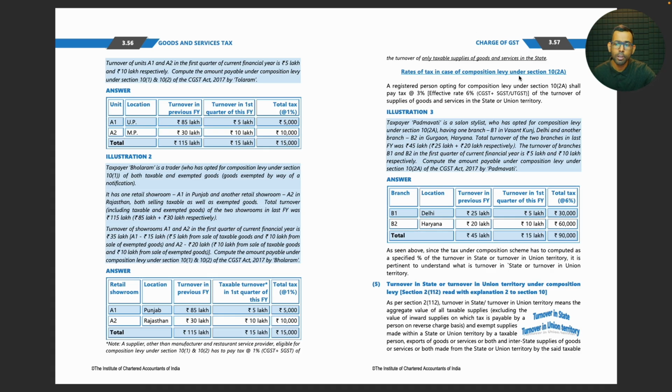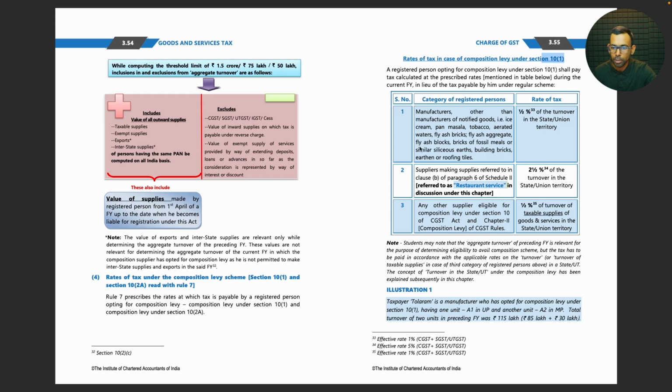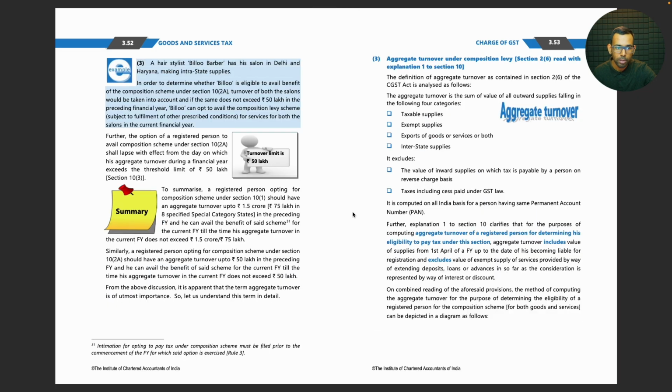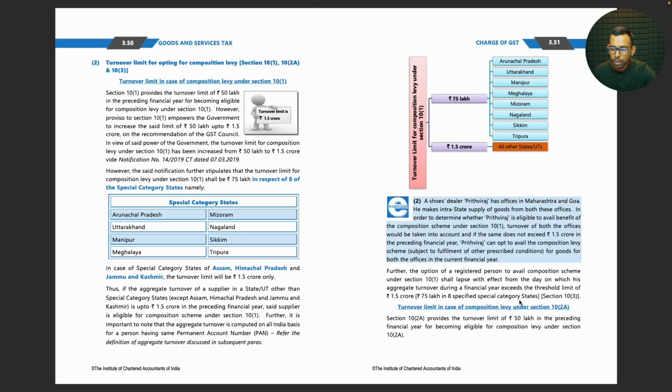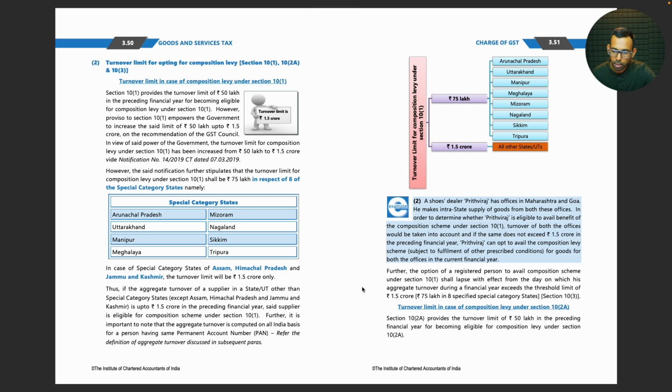Okay, rates of tax in case of composition levy under section 10(2)(a). A registered person opting for composition levy under section 10(2)(a) shall pay tax at 3% of the turnover of supplies of goods and services in the state or union territory. So this is 10 subsection 1, 1%, 5% and 1%. Again, 10 subsection 1 is for general suppliers, 10(2)(a) is for the people who do services, but it is based on a 50 lakhs limit.